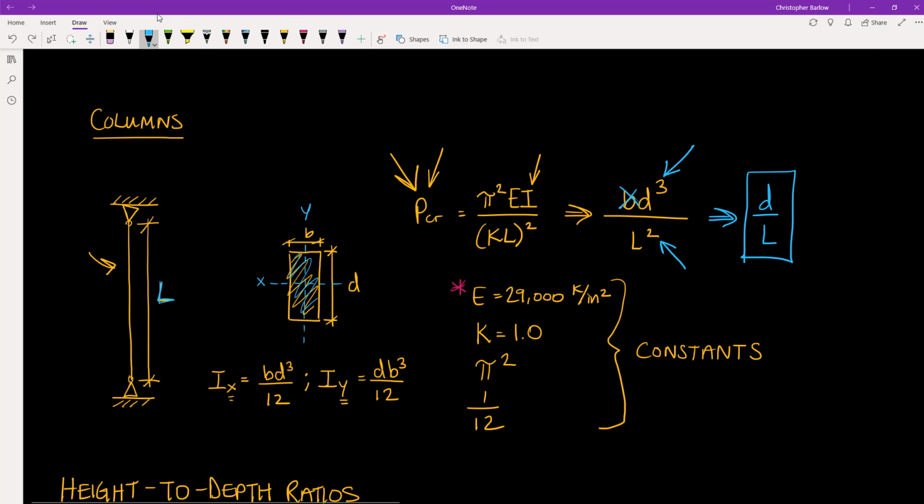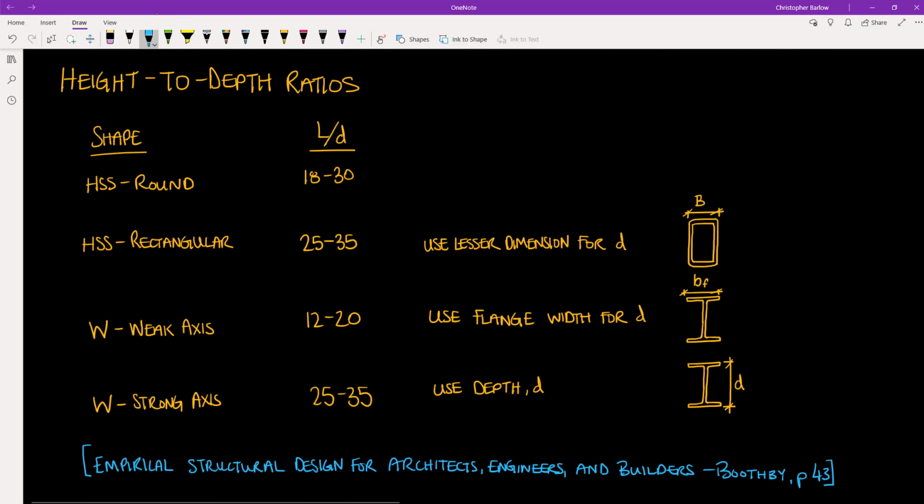And so if we can come up with some kind of common relationship between these two variables, we can very easily control the buckling strength of the column. And so that's where we get these height to depth ratios. So if we are given a column height or length of 12 feet, we can very easily select which situation we have and use these numbers to come up with an adequate depth for the column.